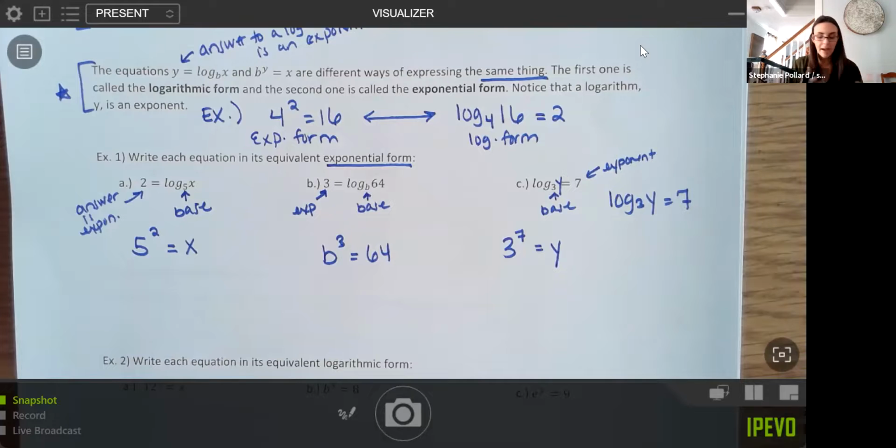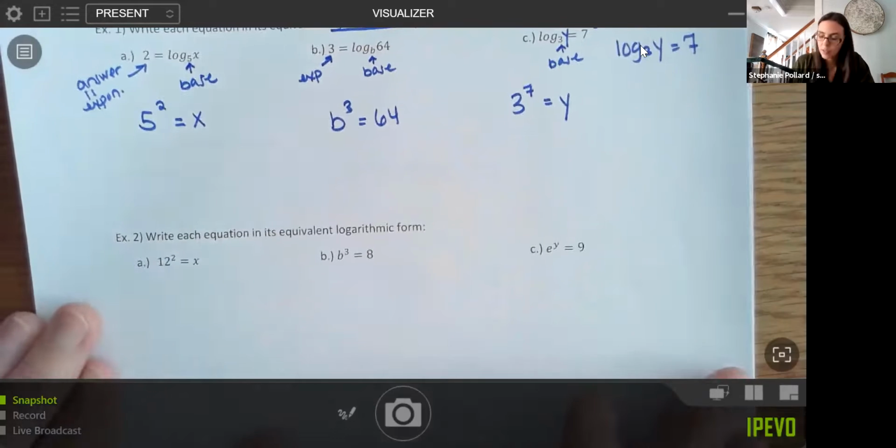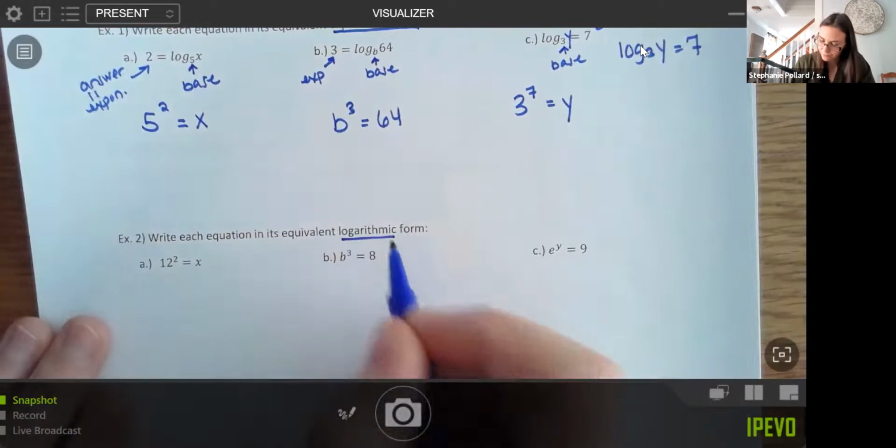Okay, so just going back and forth between these forms, right? And the x could be in any spot, the variable can be in any spot. It doesn't matter. We're using that same kind of form each time. Now let's go the other way. So now we're going to write using the logarithmic form.